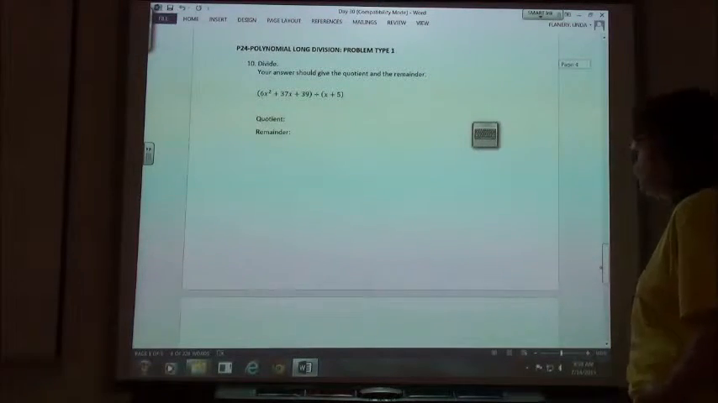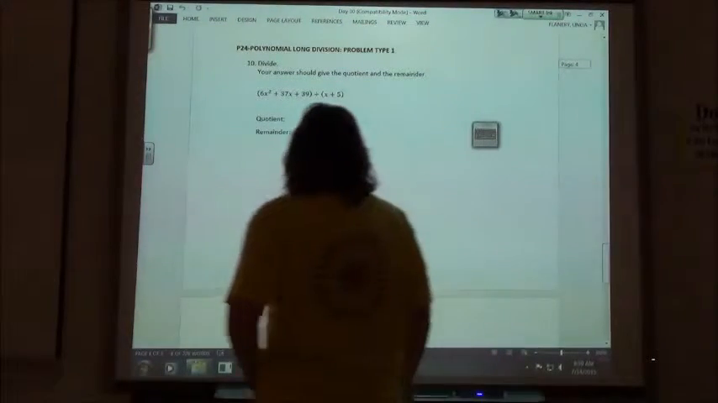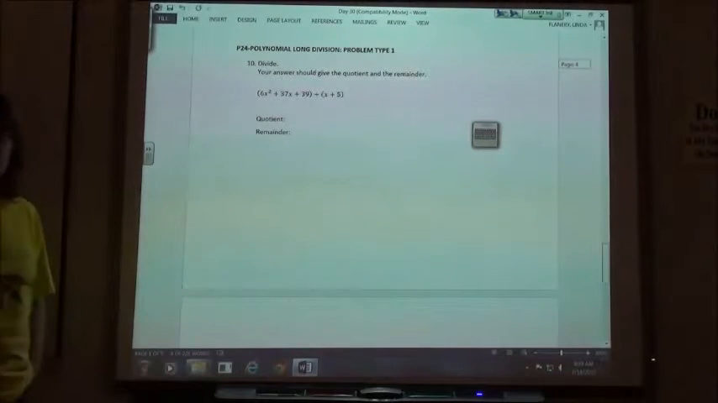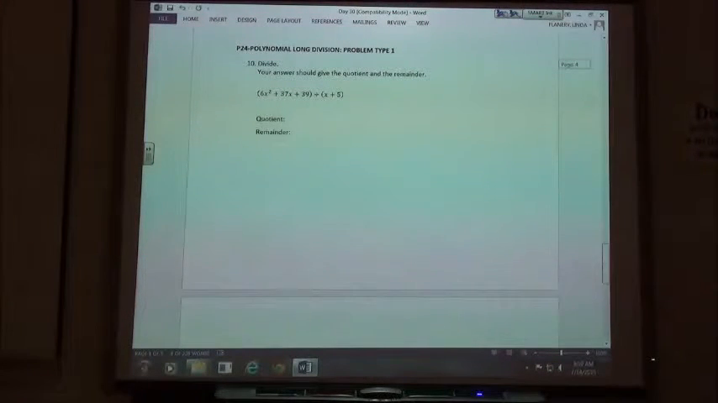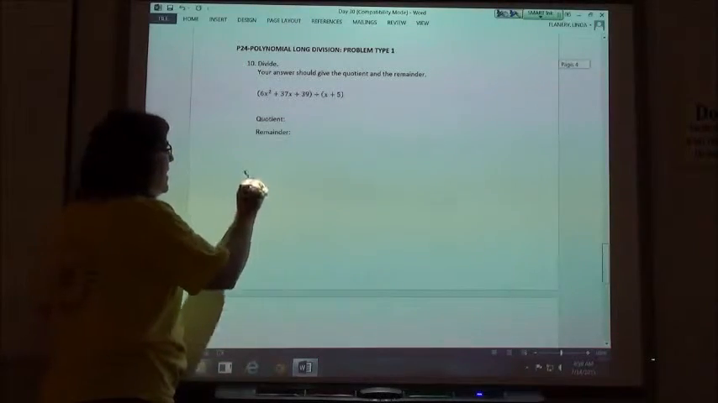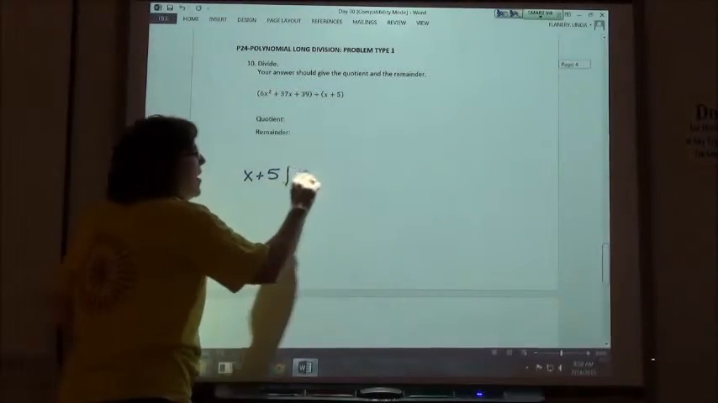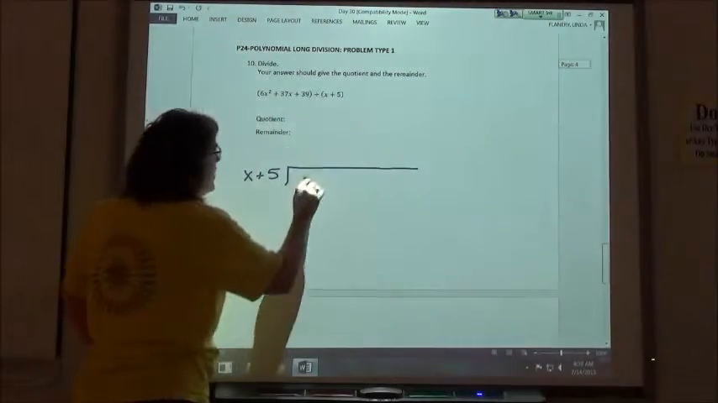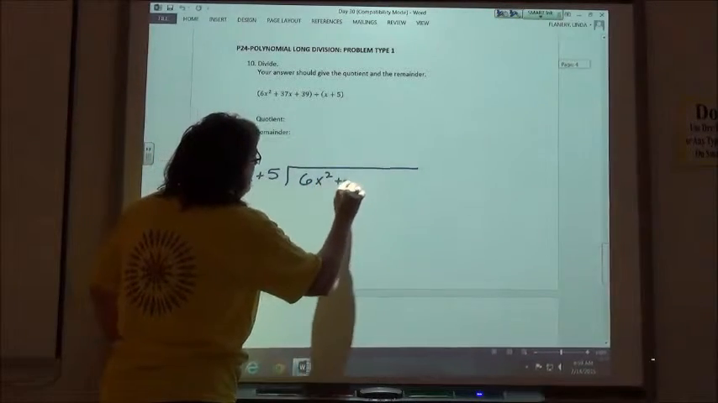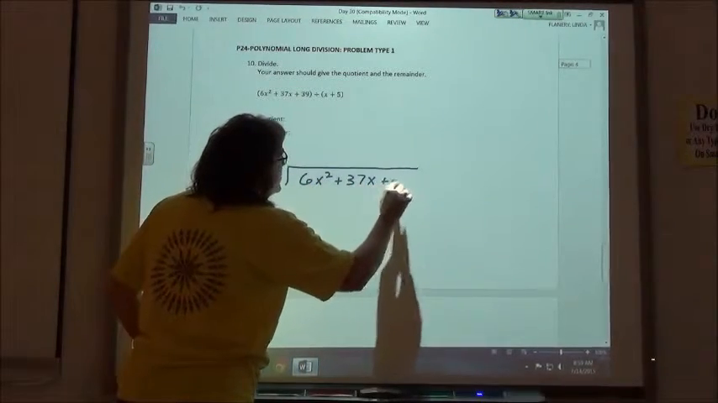And the next one, polynomial long division. Just like it sounds, we're going to do long division, sort of like we did it way back in 3rd grade, only now we're using variables. I'm going to take x plus 5, and divide it into 6x squared plus 37x plus 39.